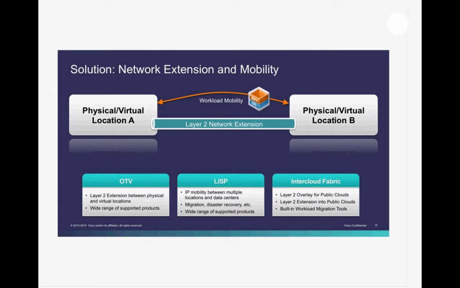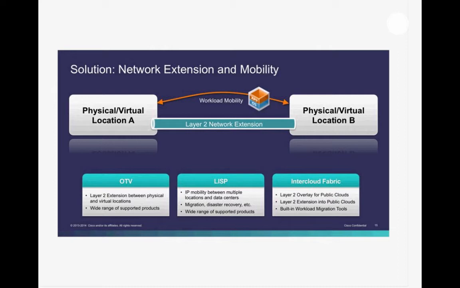LISP, in the middle there, is a layer 3 mobility protocol. So if you have multiple locations that have different IP addressing schemes, and you still want to be able to move workloads around between those different locations, LISP is a good bet there, because it lets you maintain your IP addresses and still have portability between locations, even if the subnets are different ranges.